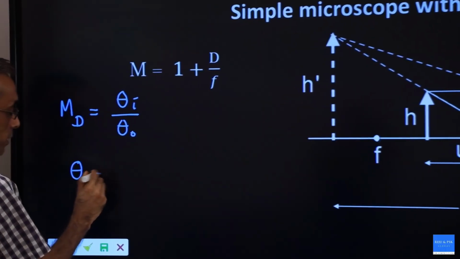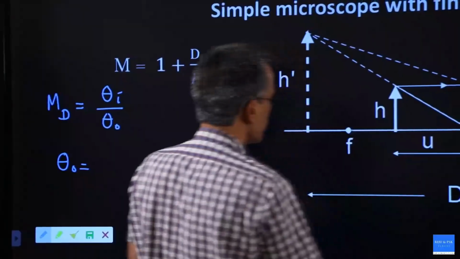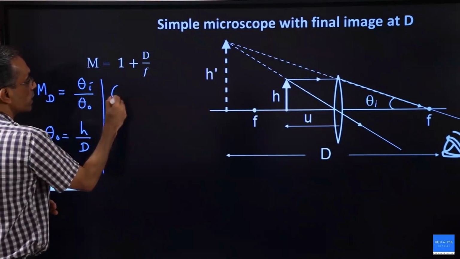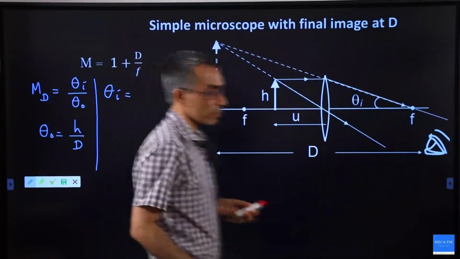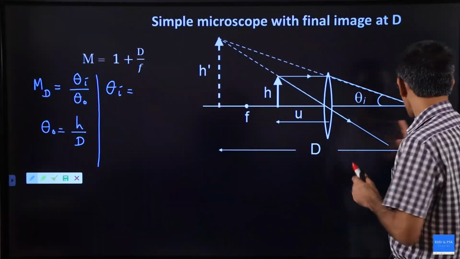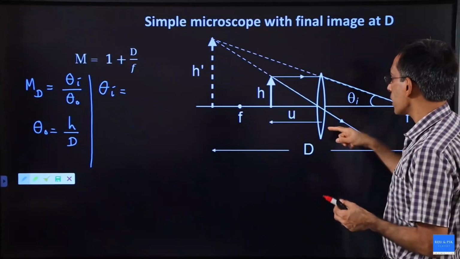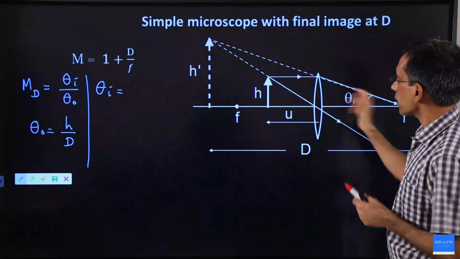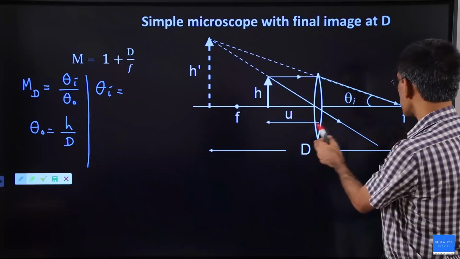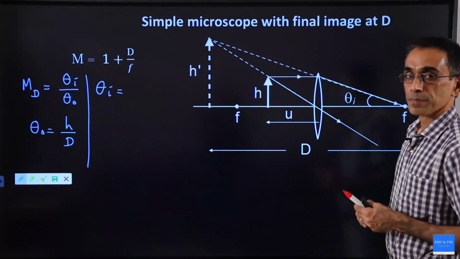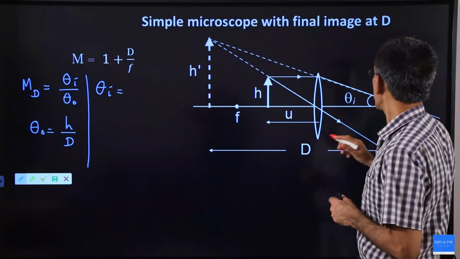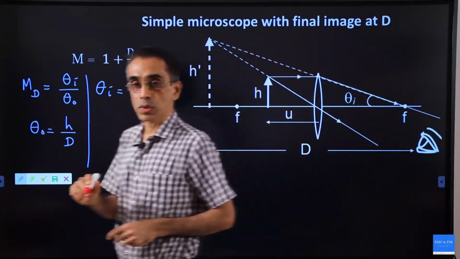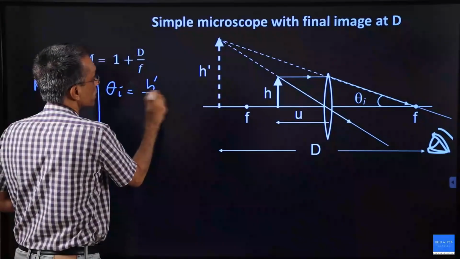Out of this, theta of the object, when the object is kept at D, will create an angle h by d. We studied this previously. And what is theta of the image? From the diagram, see, the lens and the eye are very close to each other. So the angle created at the eye is equal to the angle created at the lens. That is our assumption, though it is not correctly given in the diagram. It is slightly different because the distance is too large. If it is very close, this is the same. Now we can see theta I is approximately equal to h dash by d.